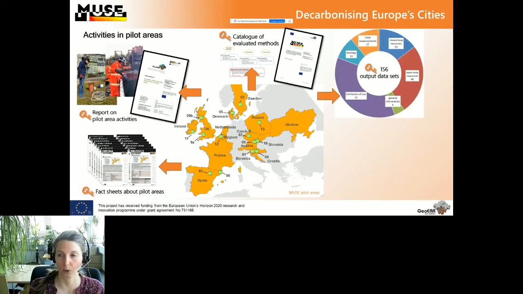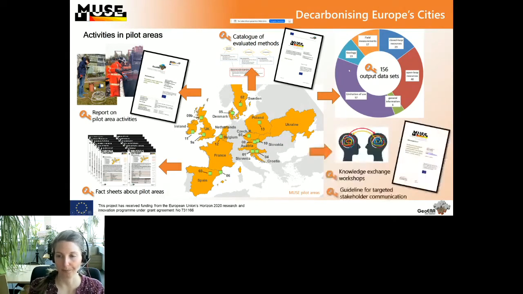So we derived a total of 156 output datasets for all pilot areas together, and they are all now publicly available on the EGDI platform. We also exchanged knowledge with other GeoERA projects and beyond, and had some targeted stakeholder communication, to a little limited extent due to the pandemic.